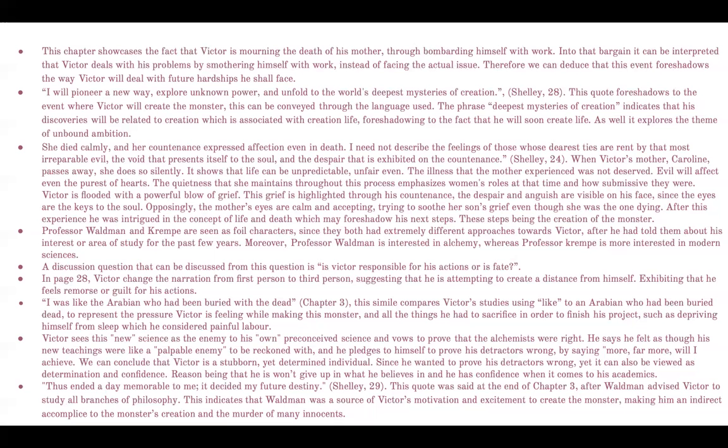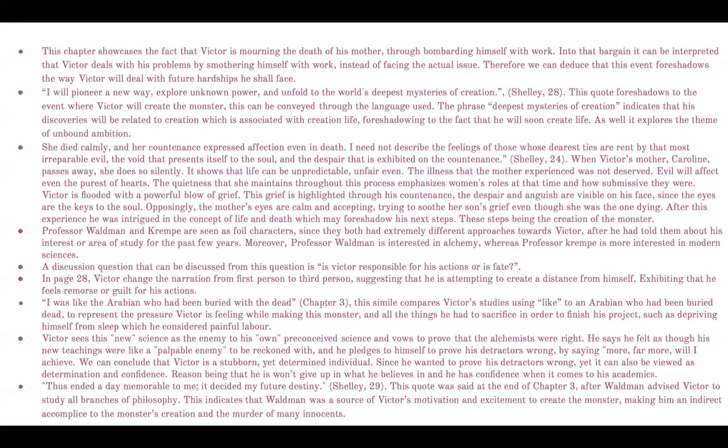And it shows that even life is so unpredictable, so unfair, and also sheds light on the theme of the passive woman. Even when she's dying, she remains quiet, showing how submissive women were at that time. And Victor is flooded with a powerful blow of grief, and the grief is highlighted through the countenance. The despair and anguish are visible on his face, since, as we know in literature, the eyes are the key to the soul. And opposingly, the mother's eyes are calm and accepting, trying to soothe her son's grief, even though she was the one who's actually dying and going through that pain.